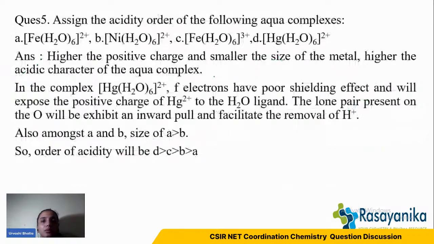Now, yeah, this question is important. You can see that assign the acidity order of the following aqua complexes. Okay. Now we need to assign the acidity of these complexes. Now you can see that iron is in the +2 oxidation state, nickel in +2, iron in +3, and mercury in +2. Okay. Now you can see that the higher the positive charge and smaller the size of the metal, higher the acidic character of the aqua complex. So higher the positive charge and smaller the size of the metal.